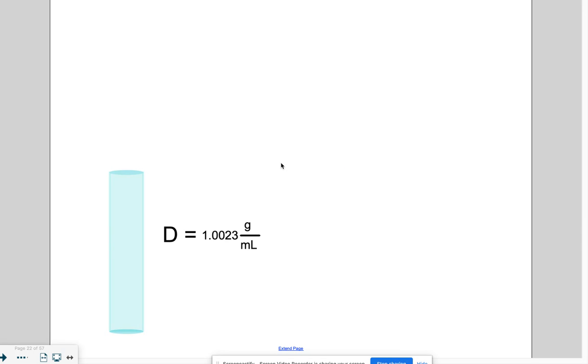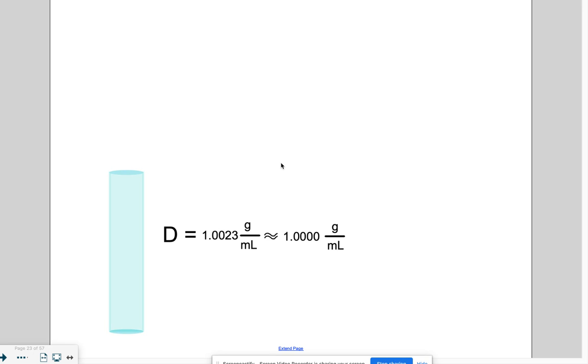Okay, still, nonetheless, when we divide 100.23 grams by 100 milliliters, we get a value of this. And we have to remember that our units carry through. We are not able to cancel out those units because they are not the same units. So grams remains in the numerator, milliliters remains in the denominator. And there is our calculated value for the density of water.